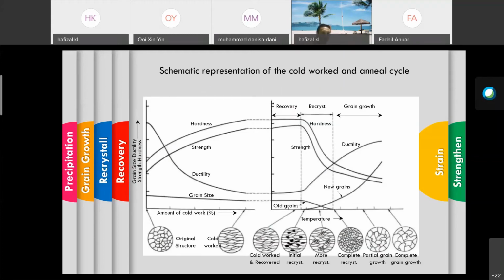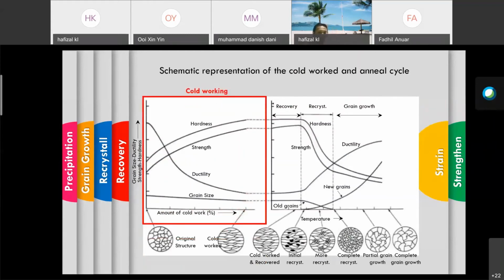So as you can see, there is a diagram here. This diagram shows the process of the previous diagram you already saw here, this part. Okay, this part we call the cold working process. During the cold working process, as you can see, the ductility starts to decrease.